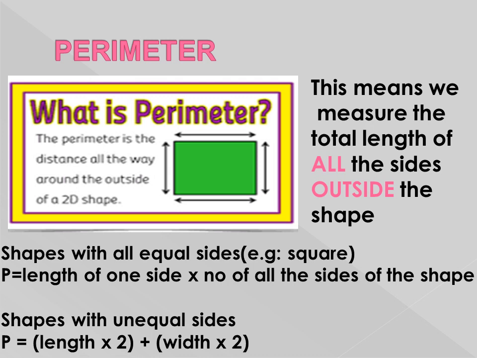But what about if the shape does not have equal sides? Like this one we have on the screen, a rectangle. What do we do? I want you to think. What do you think we're going to do?